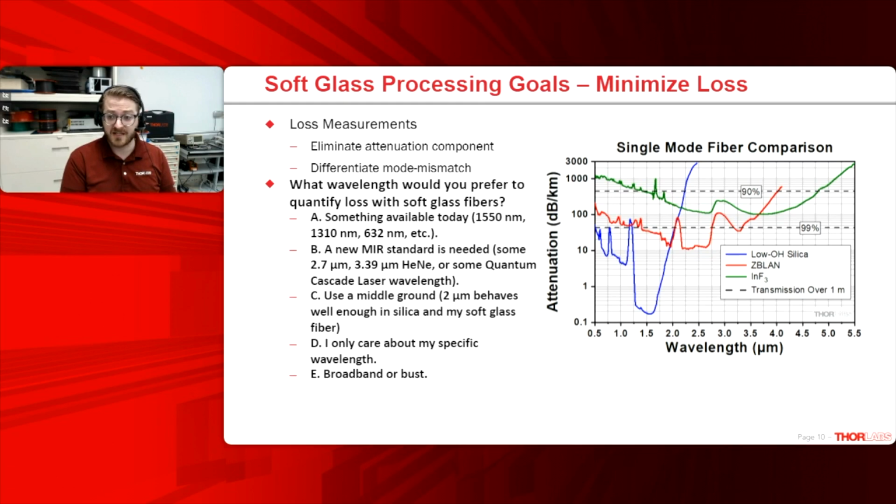2 micron, at least for ZBLAN, behaves pretty similarly in silica and ZBLAN. That's not really true for indium fluoride or other soft glass fibers, and that similarity is really only in its attenuation. Or do you only care about your specific application, and as long as you can quantify it with the source you have, is that good enough? And then last, and maybe most expensive, is it broadband or bust? You need a full curve like this for the splice loss across every possible wavelength.